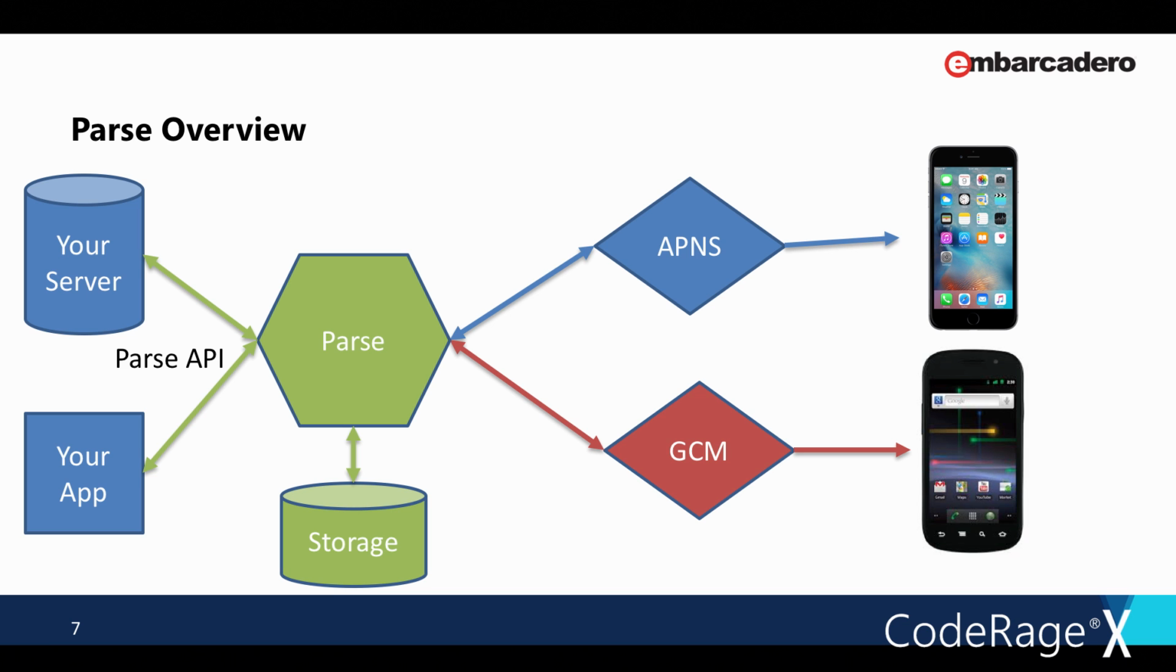So how does Parse work? It's basically in front of the push notification providers of Apple and Google. So you talk to Parse, and Parse talks to Apple and Google Cloud Messaging. They are implementing the protocol, the services that you need to communicate with Google or Apple to have those two send the notifications to your devices. And Parse also has storage. That's something we're going to use today in the demo application.